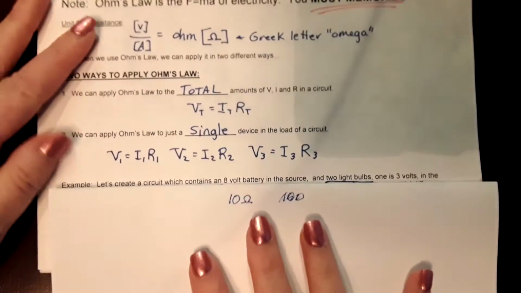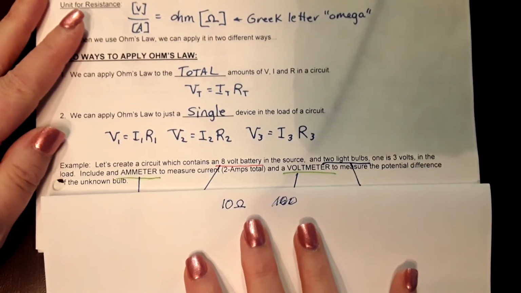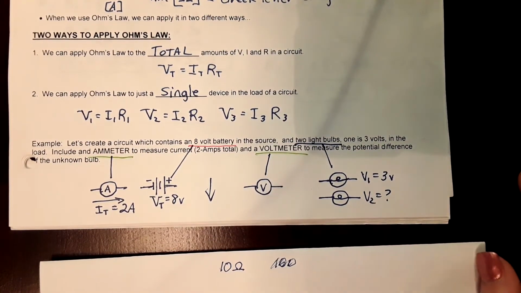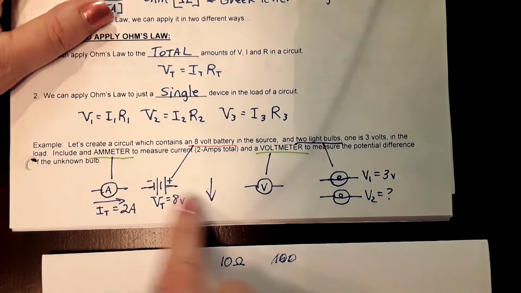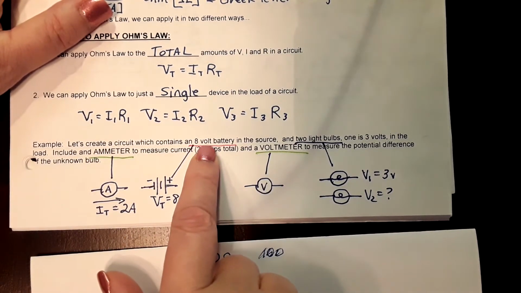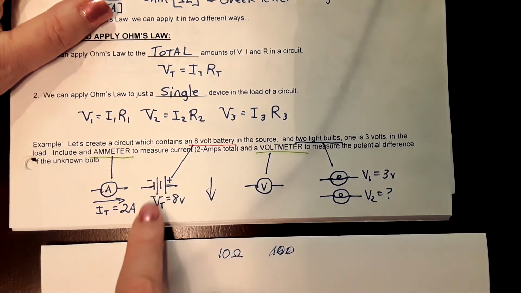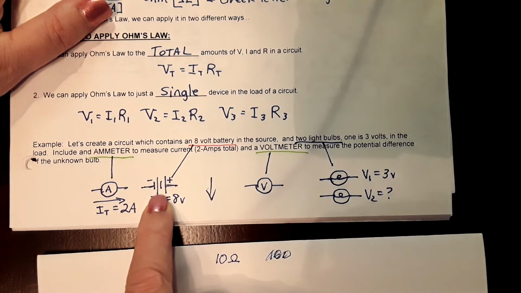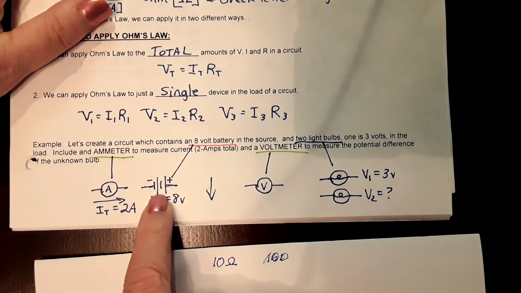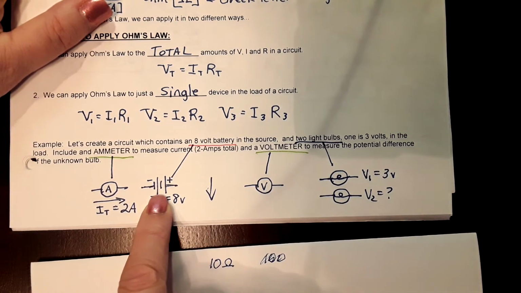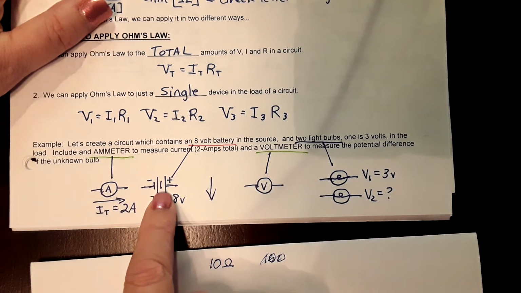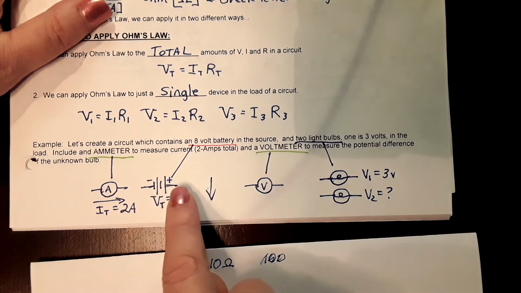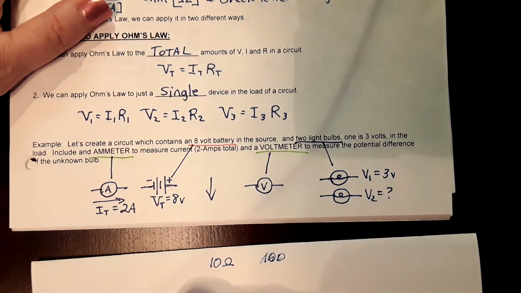Okay. Now, let's actually create a circuit. And let's look at what we're going to have in it. In this particular case, we're going to have a circuit with an 8-volt battery in the source. So here's a symbol for a battery. Notice I drew 2 cells, not a single cell. So instead of 1 short and 1 long line, I have 2 shorts and 2 longs. They alternate so that you've got a short for the negative on one side, a long for the positive on the other side.